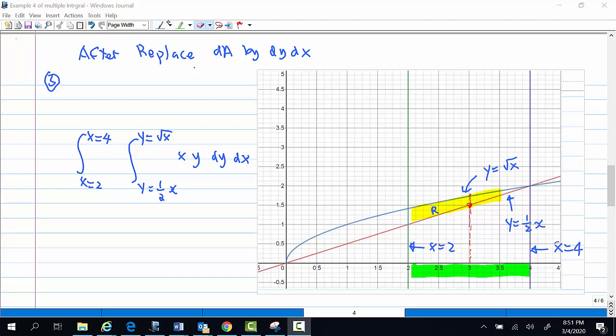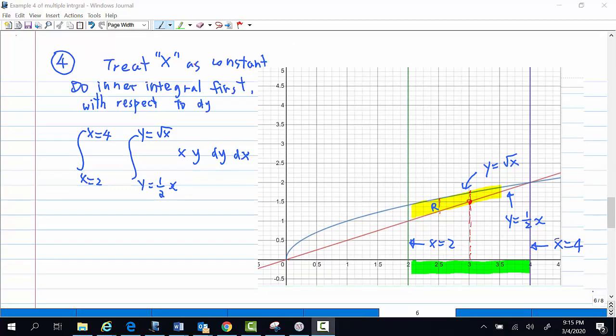Now you can check your limit whether this is correct or not. Let's say x is 2.5. You can find that if you draw the line upwards, you hit the lower limit at y equal to half x. And if you continue to draw upwards, you hit the upper boundary at y equals square root x. So it's consistent as long as you keep x between 2 and 4.